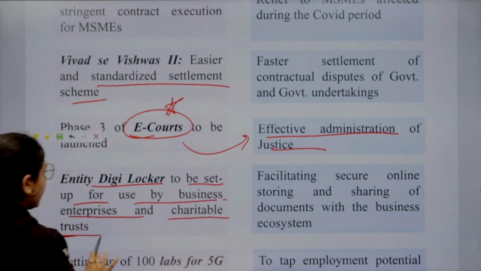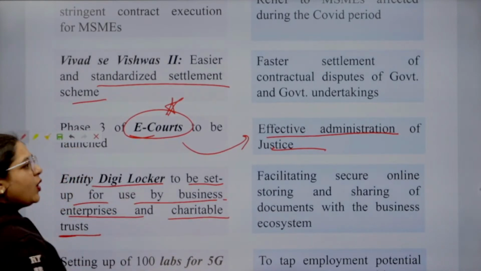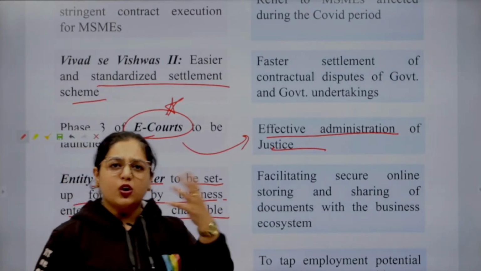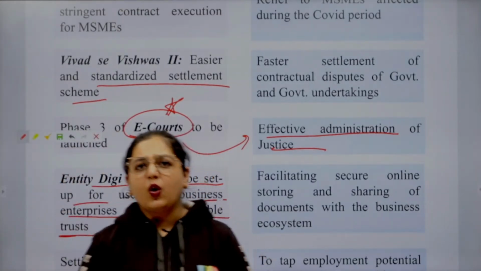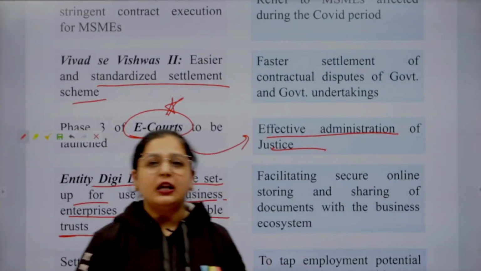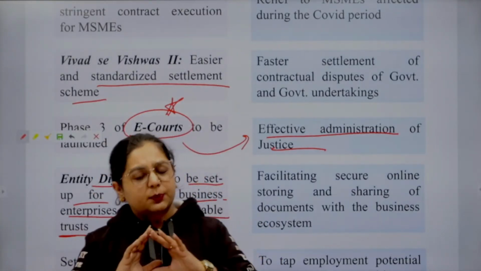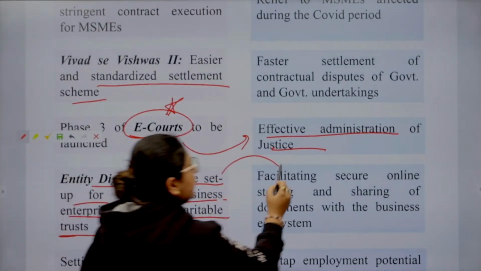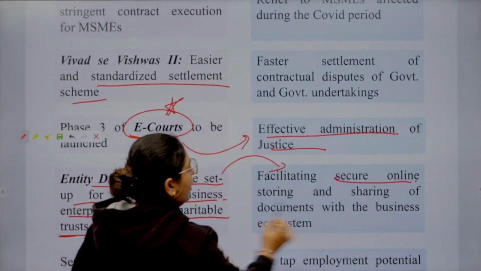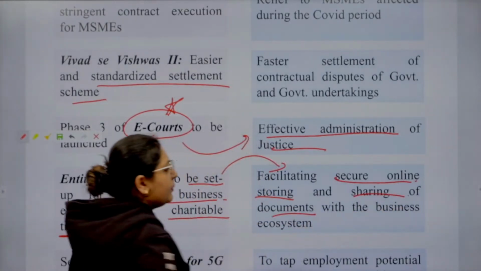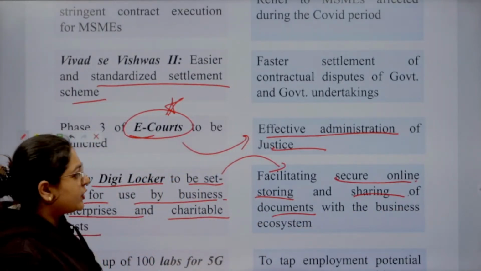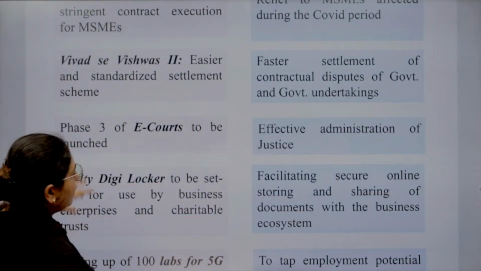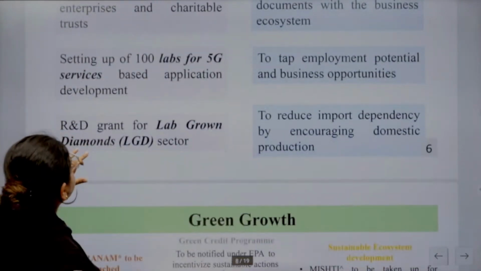Then next, the entity DigiLocker is to be set up for use by business enterprises and charitable trusts. This DigiLocker is to store all your documents. Again, this DigiLocker, I'm sure you all know of, you can store all your government related or even your secured documents here, and it is secured and encrypted. So definitely it will facilitate secured online storing and even sharing of documents with the business ecosystem. So this is the positive impact of the DigiLocker that will be provided to all the people.